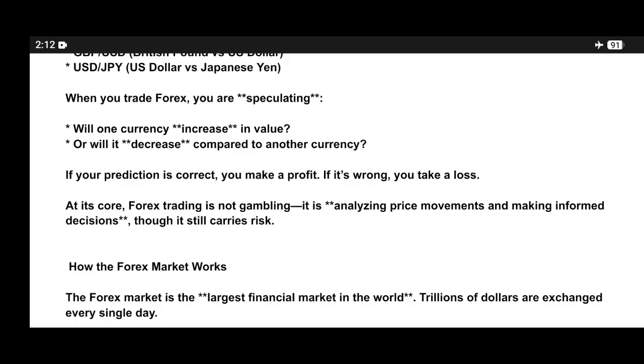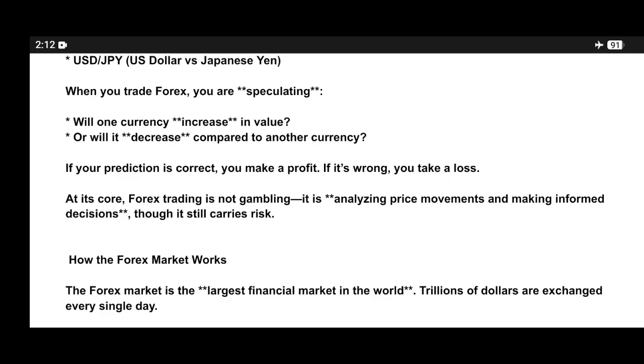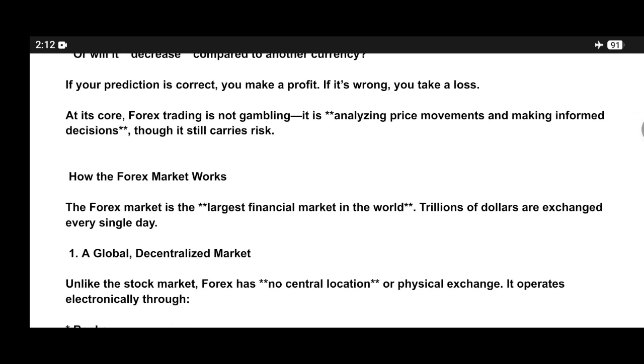How the forex market works. You need to learn and understand how the forex market works, because the forex market is the largest financial market in the world. Yes, trillions of dollars are exchanged every single day.